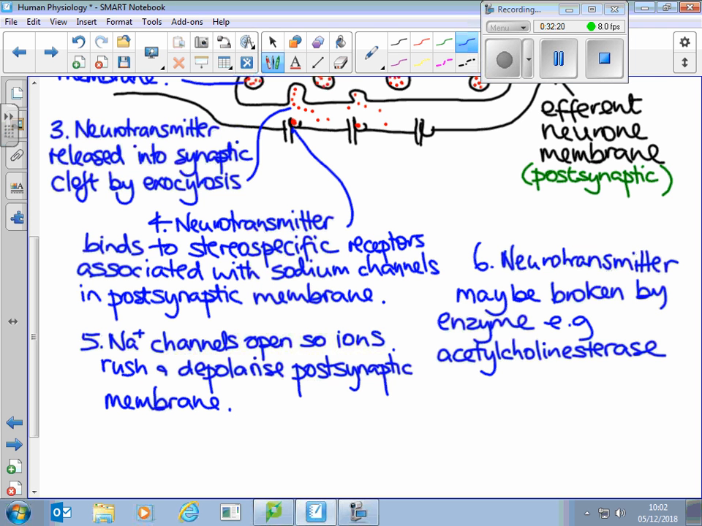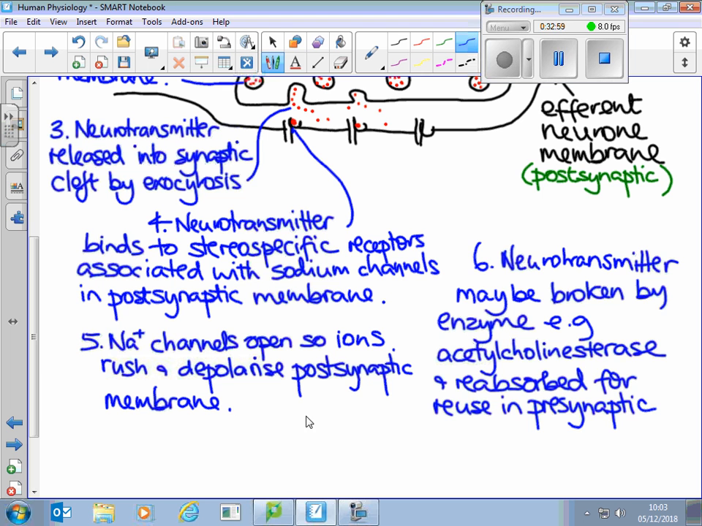Once it's been broken down, it's then in parts that can be reconstructed by the cell, and some neurotransmitters don't even get broken down, but they are taken back into the presynaptic cell and reused. So it may be broken down by enzymes such as that, and are reabsorbed for reuse in the presynaptic cell. Right. That then describes the process.